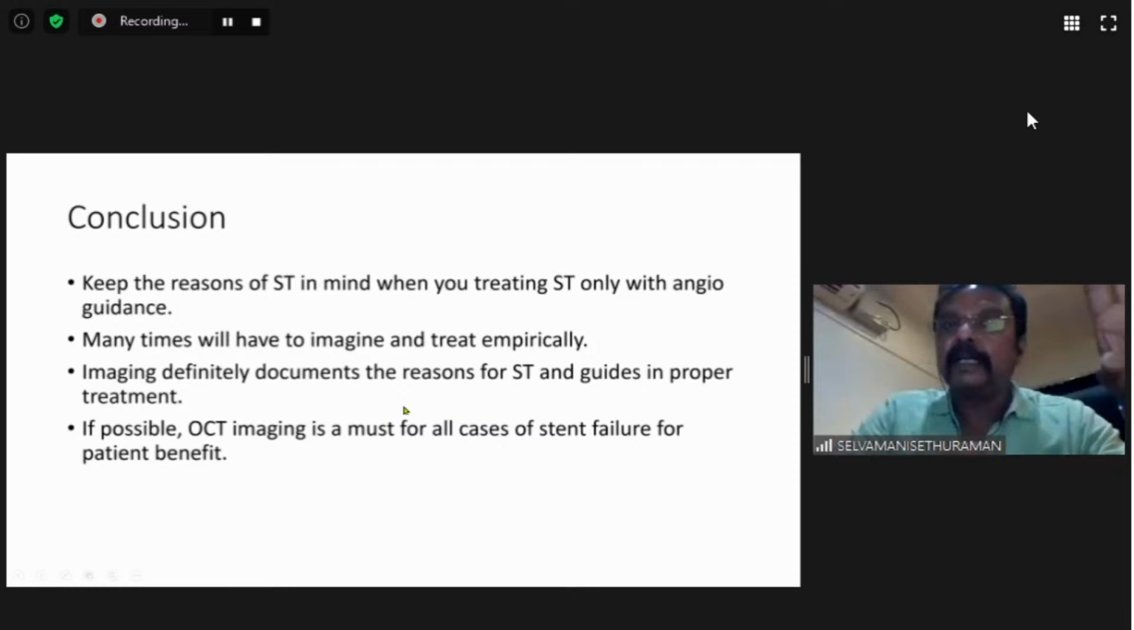If you don't have any imaging, most of the time you'll have to treat empirically. You keep all the causes of stent thrombosis in mind, exclude, take a decision and give empirical therapy. And of course, if possible, OCT is a must in all cases of stent failure. And I think in the real near future, it will become a class 1 indication for OCT in stent failure. Thank you.